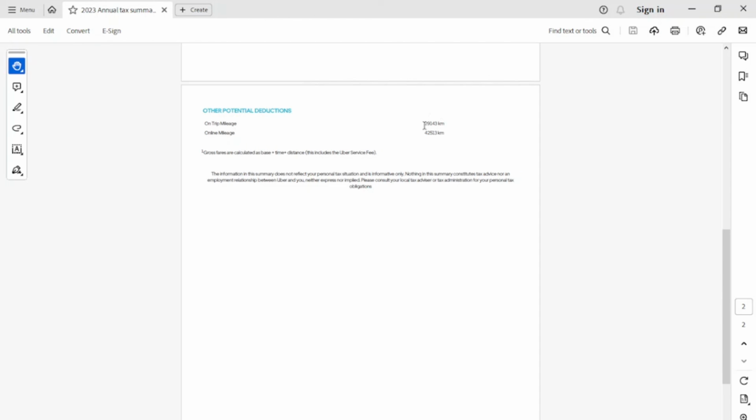So add those up. John drove 143 kilometers, which is pick up until drop off. But the kilometers he drove with the app on was 42,513. This is the kilometers he was just driving around. He got the order, he was at a gas station, and he drove from the gas station 3 kilometers to pick up the passenger. This is that kind of mileage. Okay.